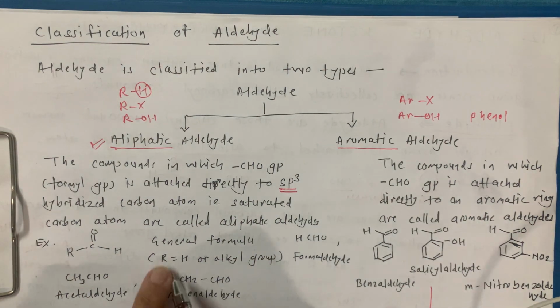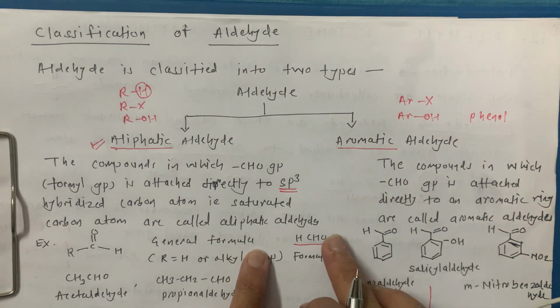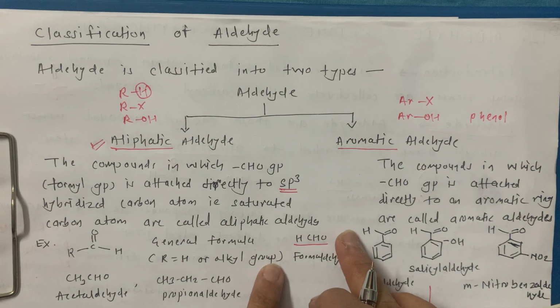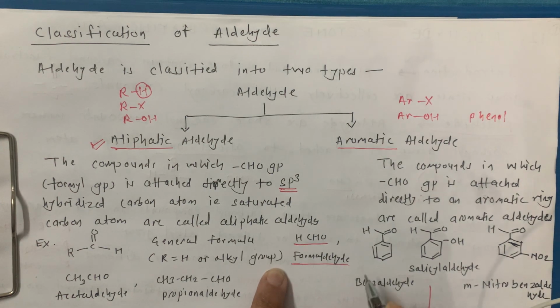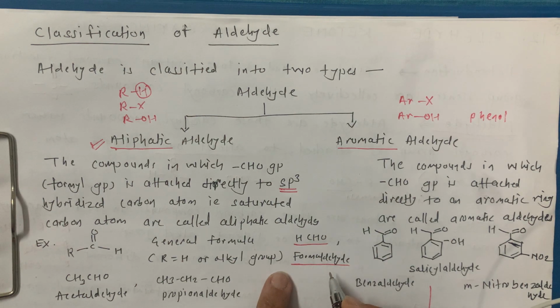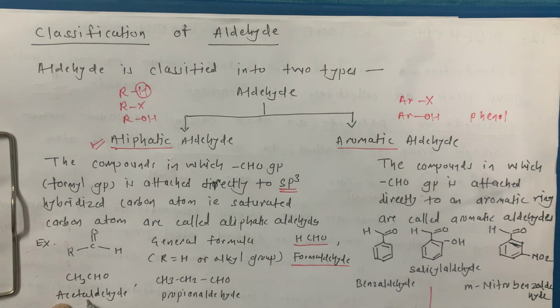Okay, when R is equal to H, this is known as the first member of the homologous series of aldehyde, and this is known as formaldehyde. This is our trivial or common name, formaldehyde. While this is CH3CHO, the second member of the series, known as acetaldehyde. When there are 1, 2, 3 carbons, this is propionaldehyde.